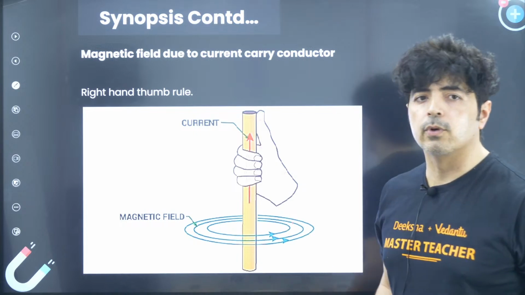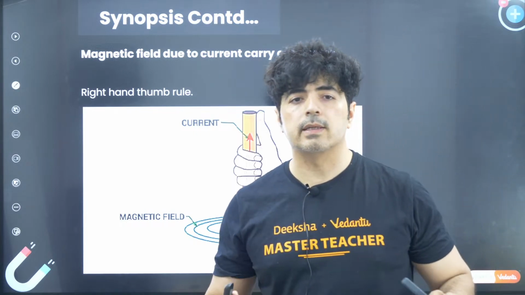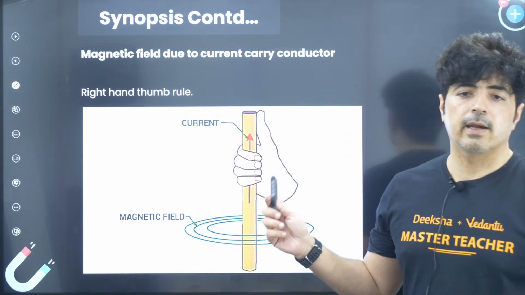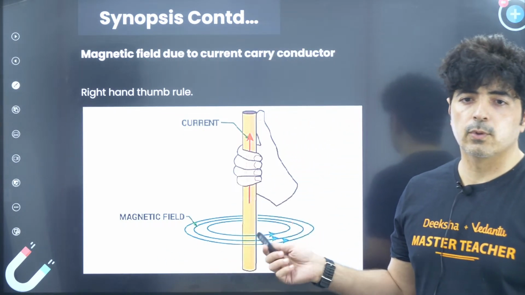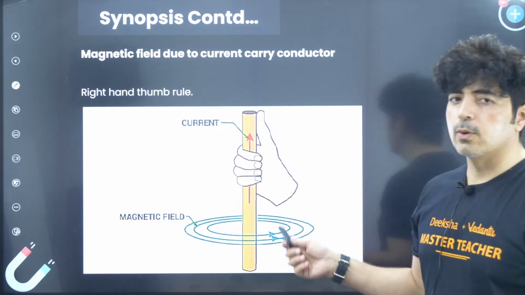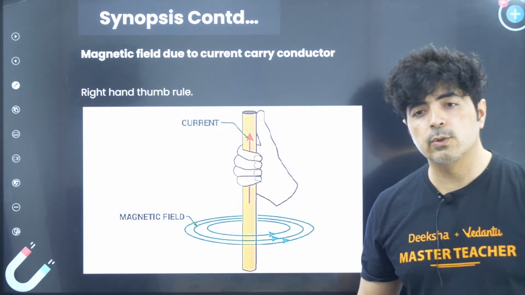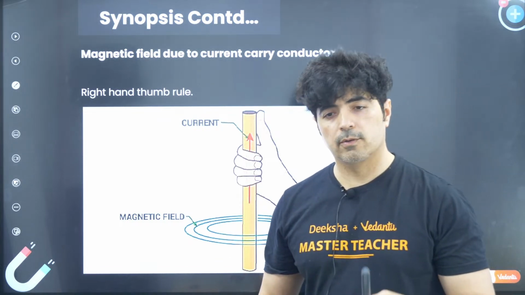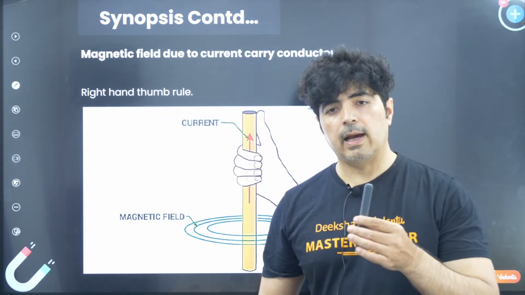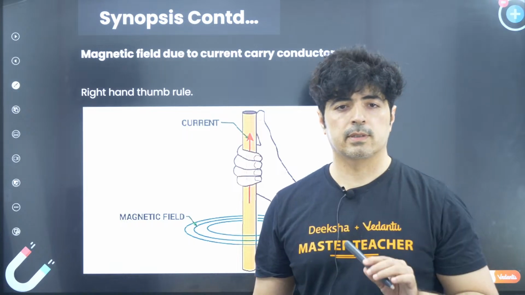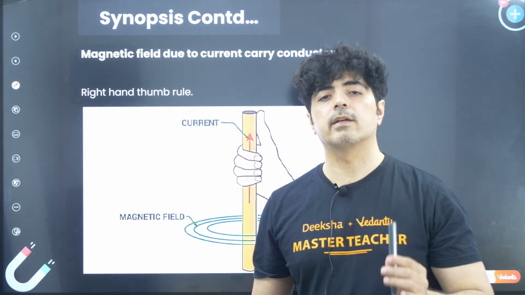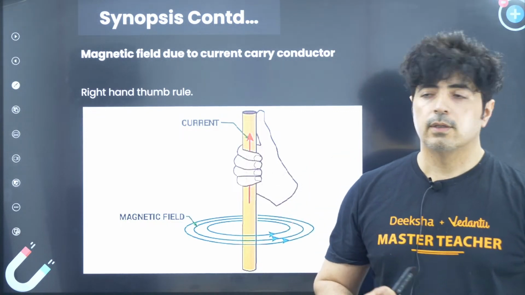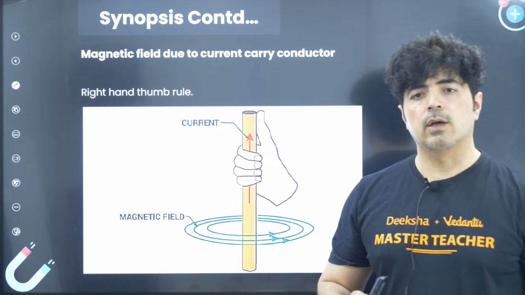Because this is the backbone, this is what is asked in the exam. And when the question is asked in the exam, this is how you exactly have to explain it. Right hand thumb rule is asked in the exam, you should know how to explain it. It is used when a current flows through a conductor and a magnetic field is produced. The direction of that magnetic field is given by the right hand thumb rule. Okay, concentric circles. Now let's go ahead.